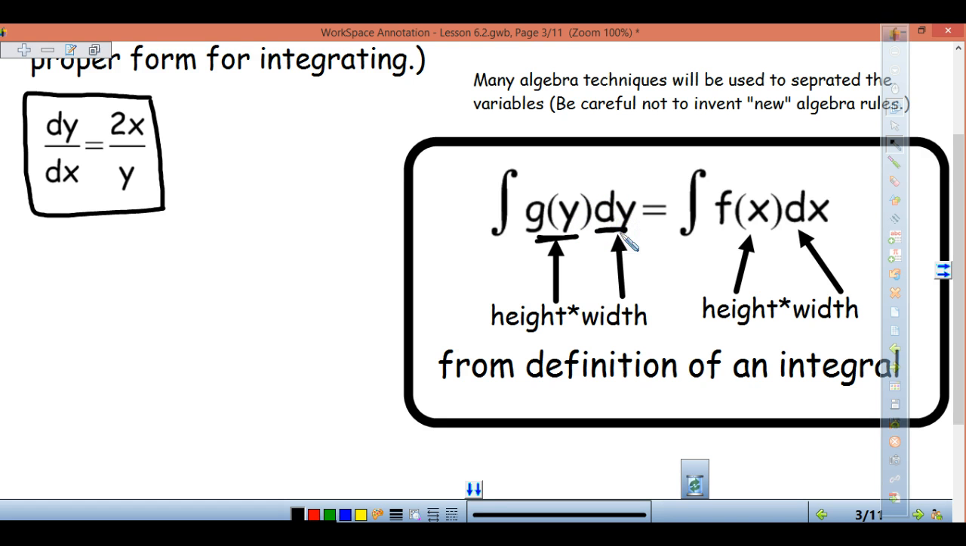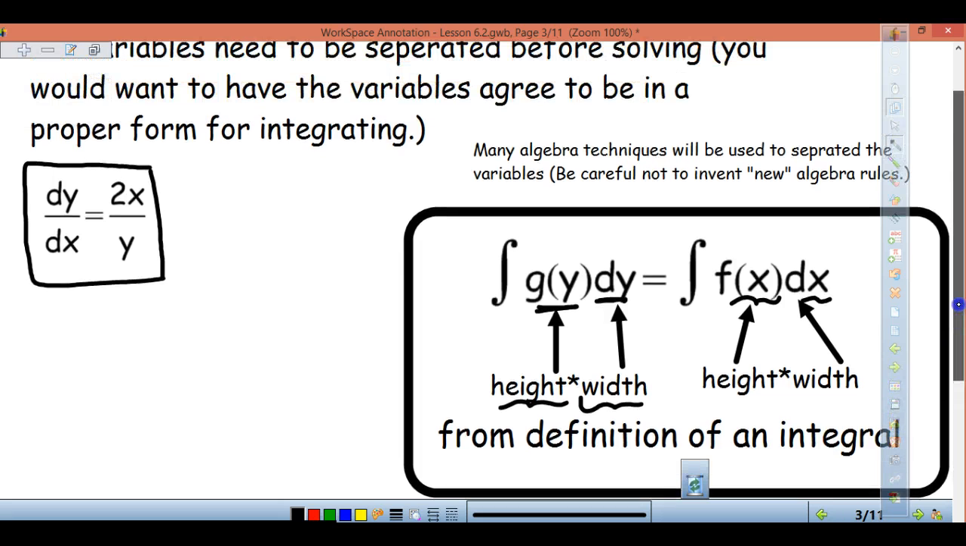Going along with the definition of an integral, this proper form comes from taking the area under the curve using an infinite number of rectangles where the function is representing the height of those rectangles and dy is representing the width. Similarly, this side needs to keep the same form. So in order to be able to integrate it, we need to have it as a product of a function or expression with dx or dy.